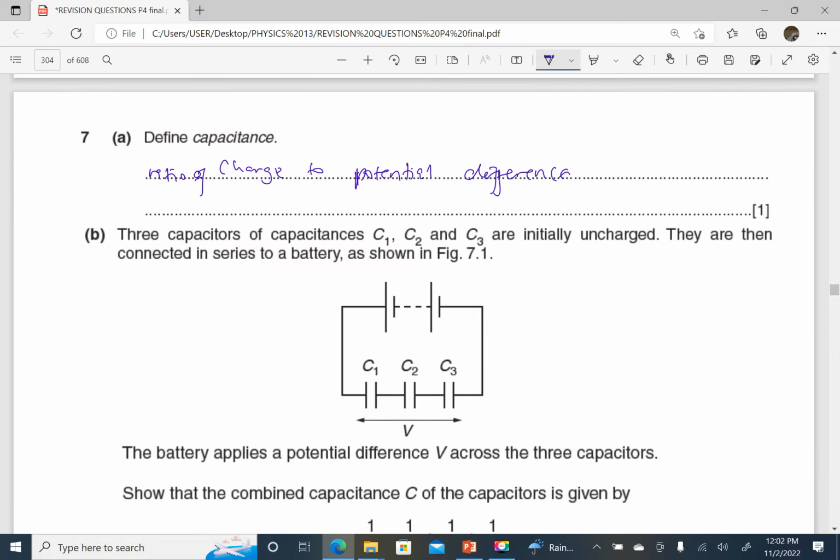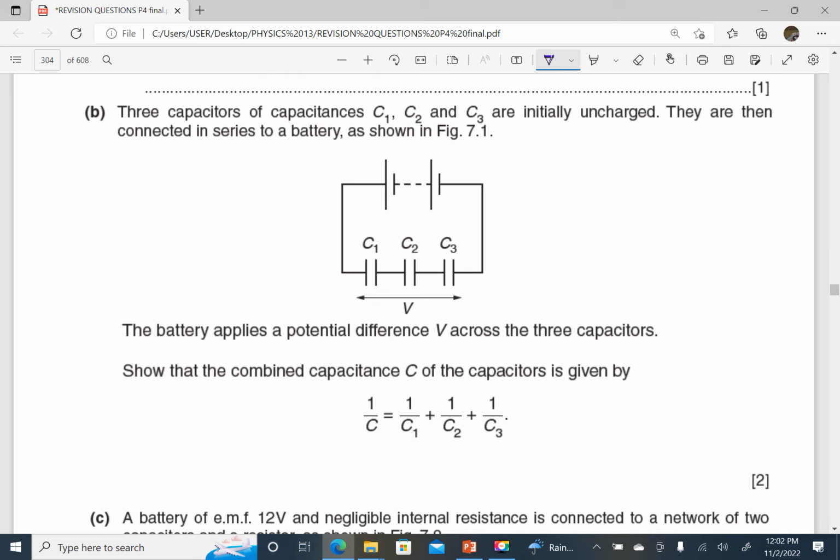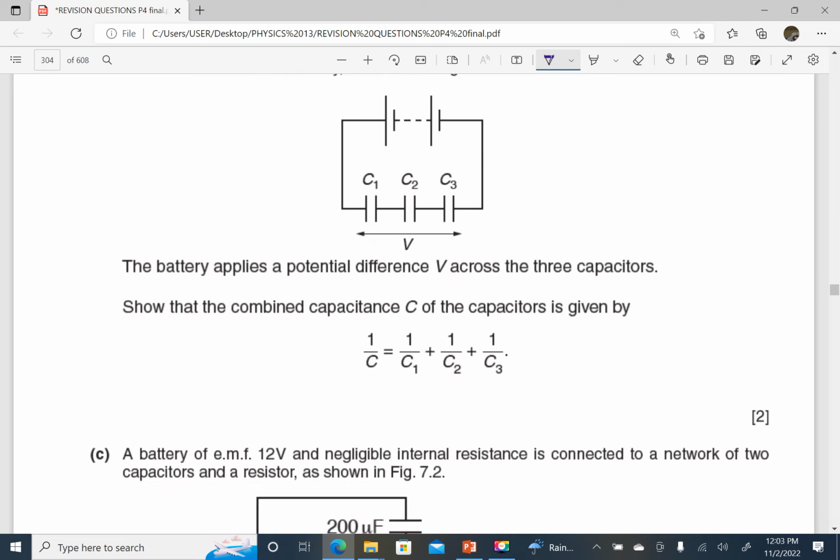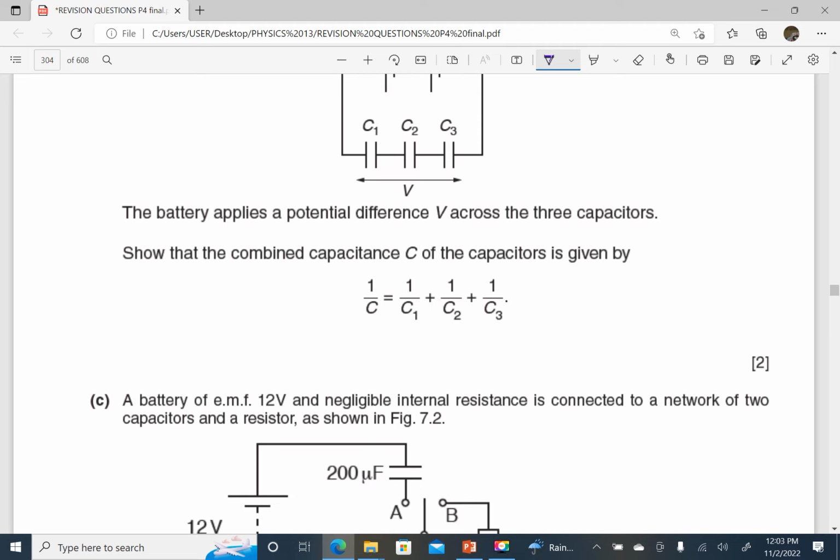Three capacitors of capacitance C1, C2, and C3 are initially uncharged. They are then connected in series to a battery, as shown here. The battery applies a potential difference V across the three capacitors. Show that the combined capacitance C of the capacitors is given by this expression. So what do we know about capacitors in series? The charge is the same. So we start from that point.